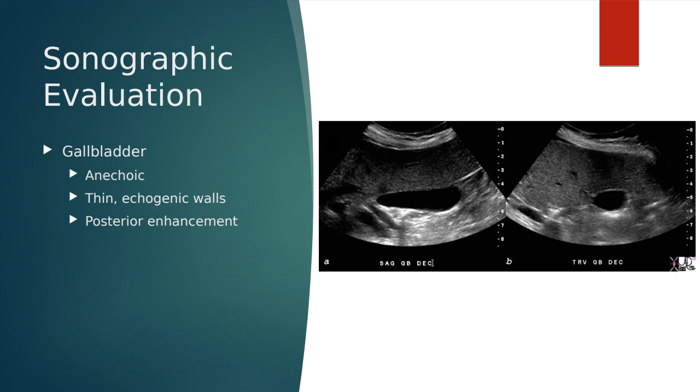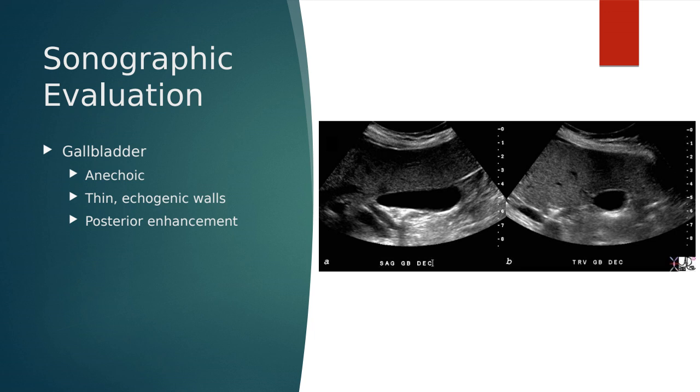Okay, how do we evaluate the biliary system? Mainly what we're talking about in terms of routine evaluation is going to be our gallbladder and our common bile duct. Our gallbladder, we want to see it anechoic. It's a fluid-filled structure, so it should appear nice and black. We want to see thin echogenic walls. We measure the wall in transverse in an anterior to posterior fashion. And we should see posterior enhancement because it is a fluid-filled structure, right? Fluid-filled structures are low attenuation structures.